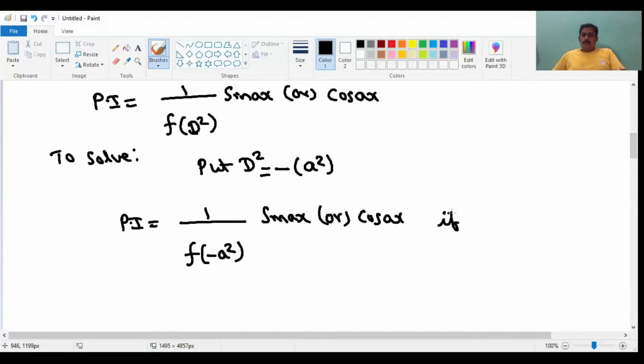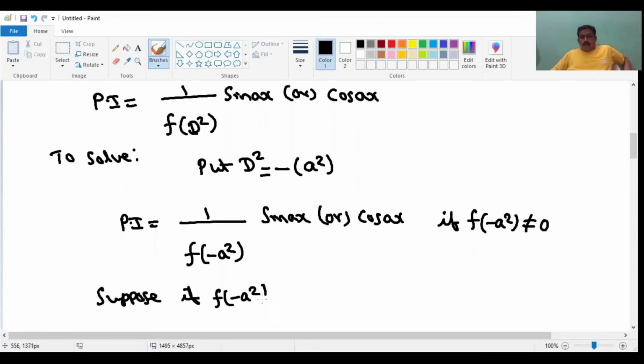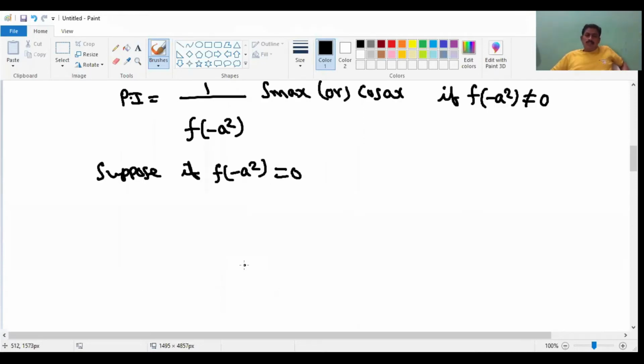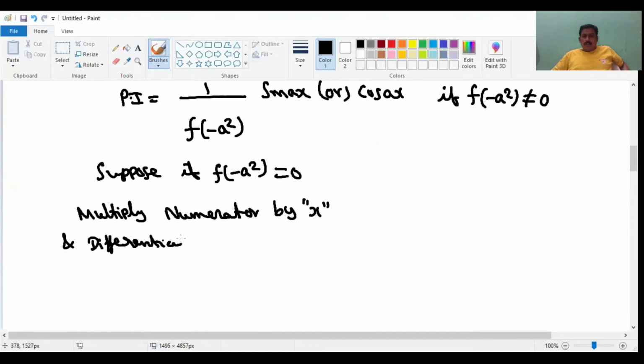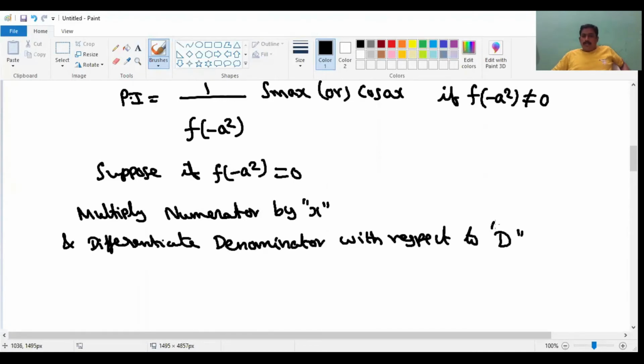This is possible if f of minus a square is not equal to 0. Suppose f of minus a square equals 0, do the same process: multiply the numerator by x and differentiate the denominator with respect to d.